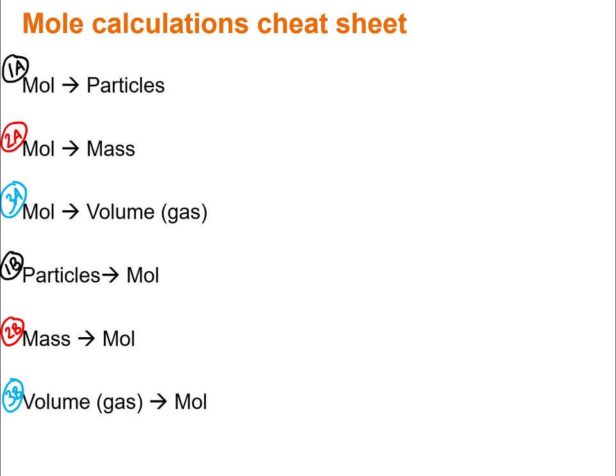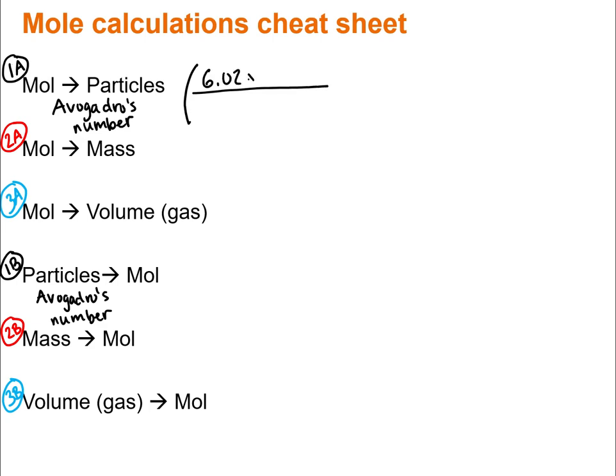For the 1 series, 1A and 1B, we're using Avogadro's number. That's to go from moles to particles, or particles to moles. If you're going from moles to particles, you want the particles in the top and moles in the bottom. If you're going from particles to moles, you want to flip it.